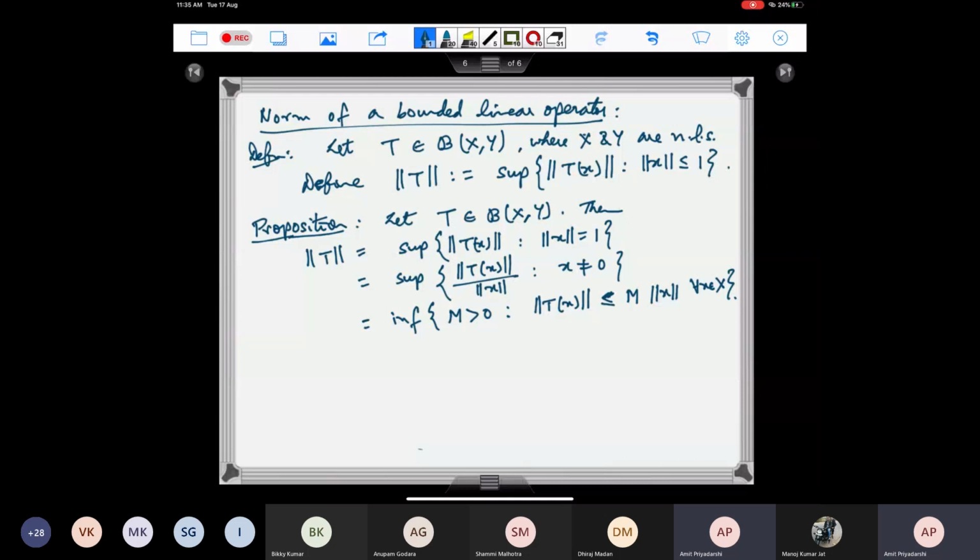First of all, you can see that all these are finite quantities, because if T is a bounded linear operator, then we know that there exists some m such that norm Tx is less than or equal to m times norm x for all x. So this is a non-empty set, and it is bounded below by 0. So there will be an infimum. And if we take the unit sphere, then of course this norm Tx will be less than or equal to this norm of T, which is finite. And similarly here, this supremum will be finite.